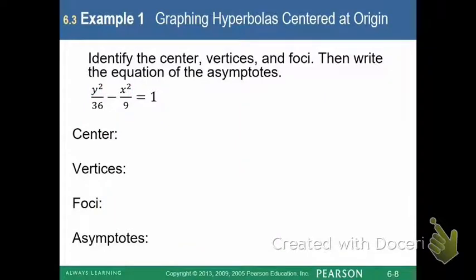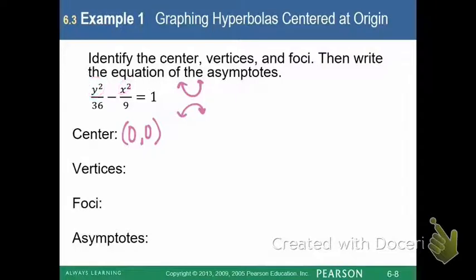Okay, so same type of thing here, except now notice that the y's are coming first, right? Which means that the hyperbola is going to be opening up and down. So it's going to look something like that. My center is still at 0, 0. I'm not adding or subtracting anything to my x or my y.